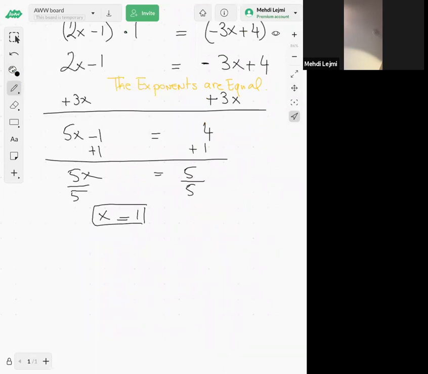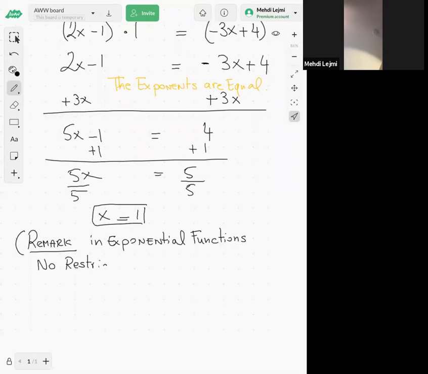So, remark: in exponential functions, x can be any real number. Again, this is different from when we have a logarithmic equation. Remember, in a logarithmic equation, there is a last step where you have to check the positivity of your solution, right? In exponential functions, there are no restrictions or conditions on x. So the final answer is x equal to 1. Okay, so we are done.